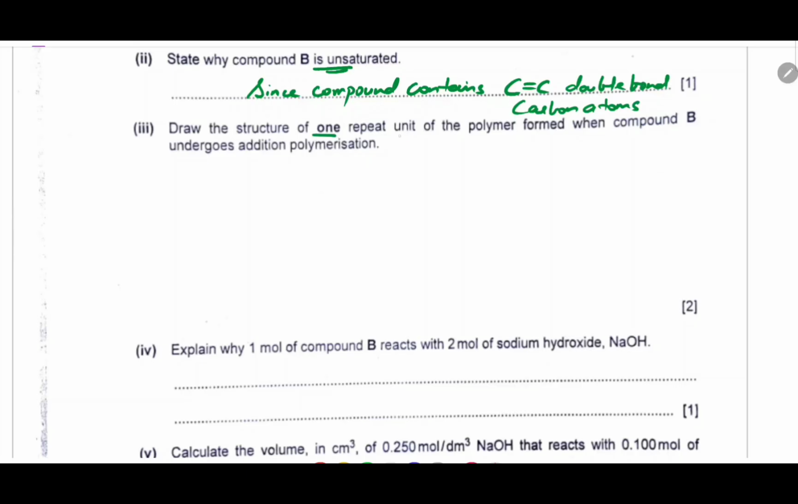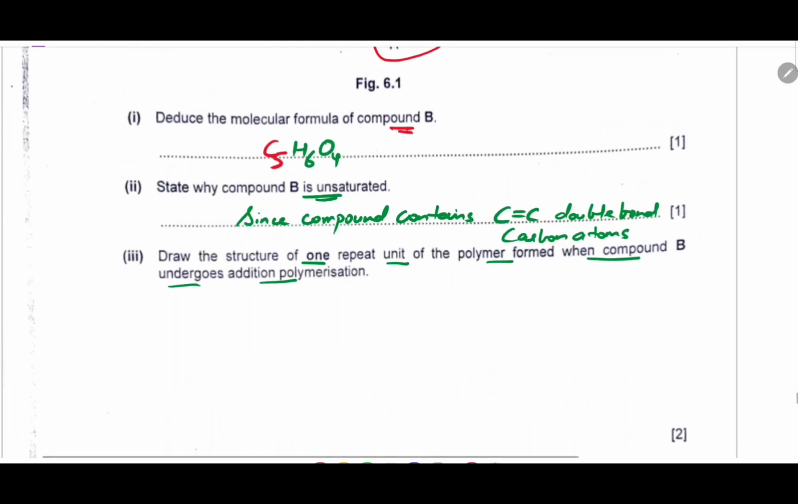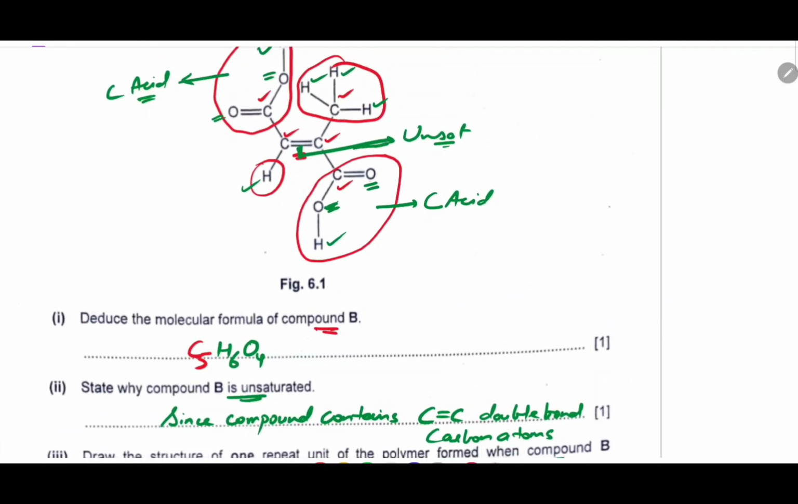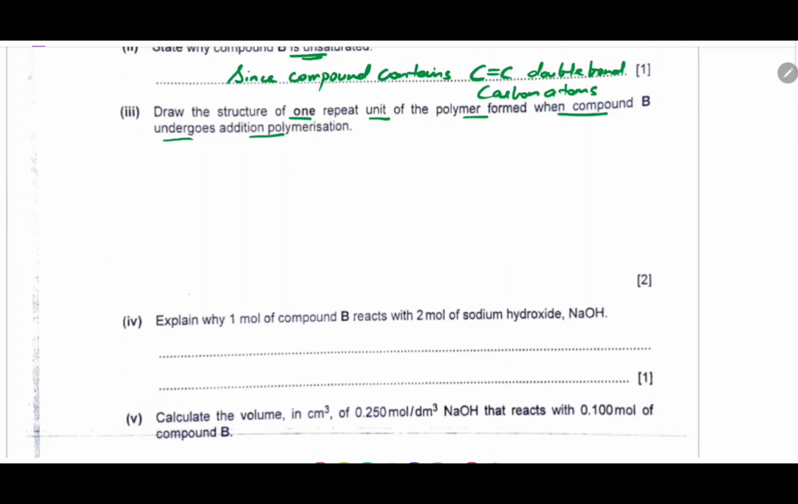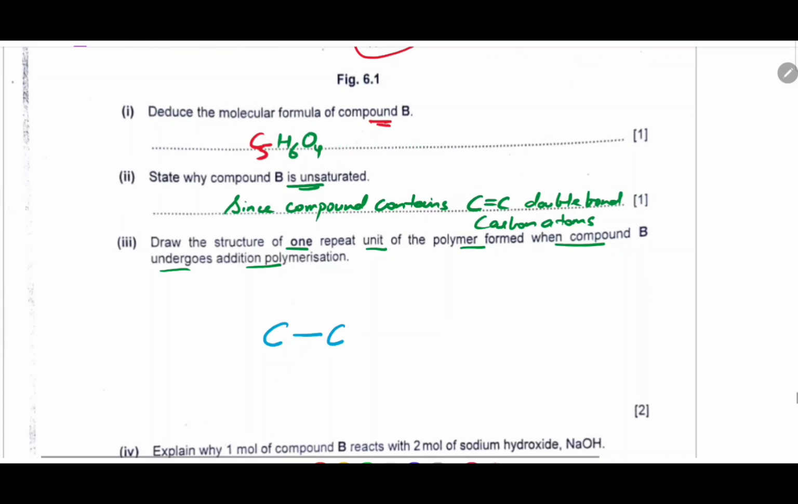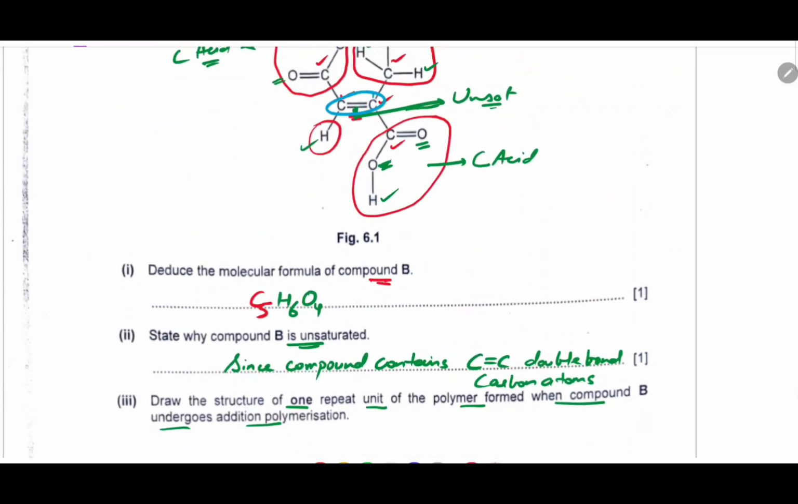Draw the structure of one repeat unit of polymer formed when compound B undergoes addition polymerization. It is unsaturated, so it will undergo addition polymerization at this point. When I have to make it, I will write these two carbon atoms first, that is C single bond C. The double bond will break.